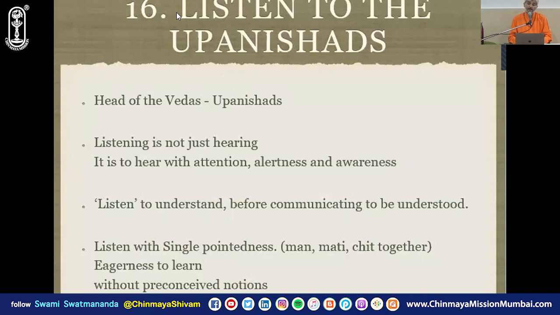So listen to the Upanishads, which means that I should prepare myself also. It is a relation to Upanishad. It is not saying listen to Tattva Bodh, Bhaja Govindam, Atma Bodh. So I want to study Upanishad first. Okay, try.